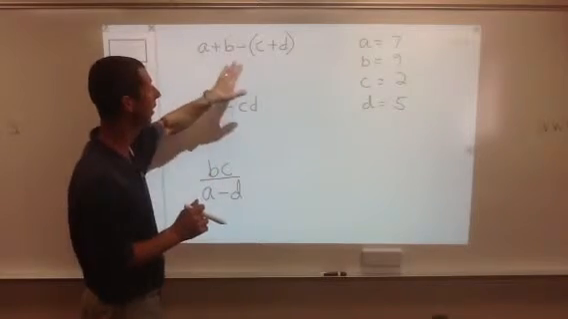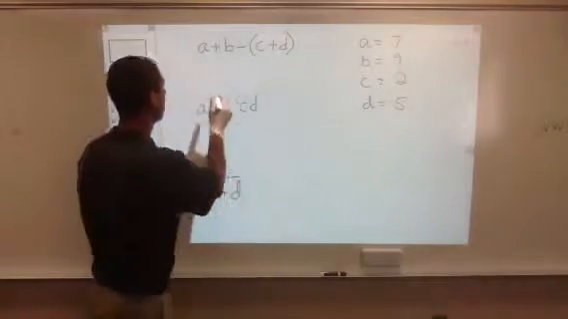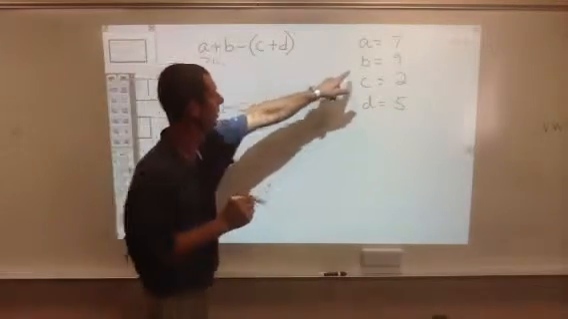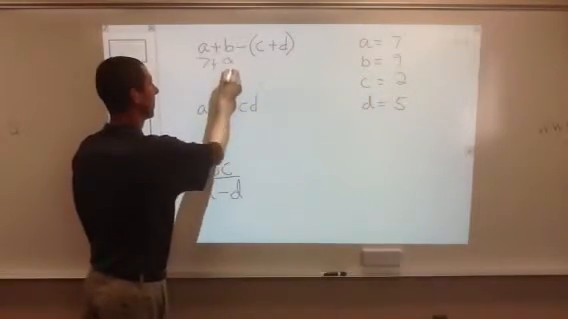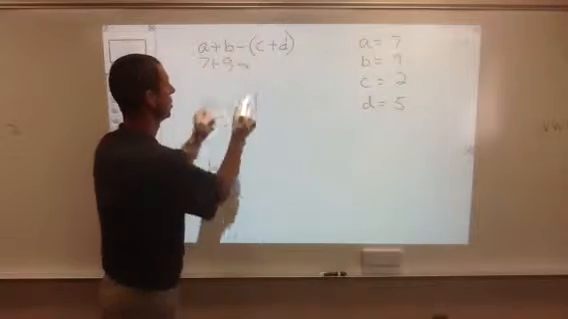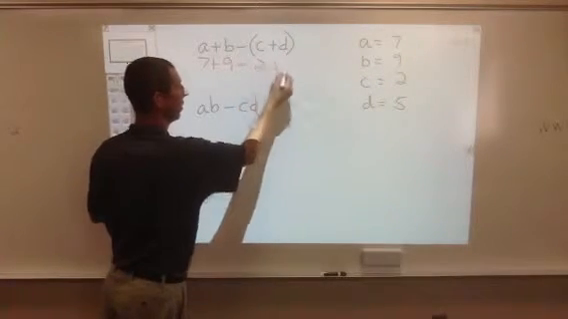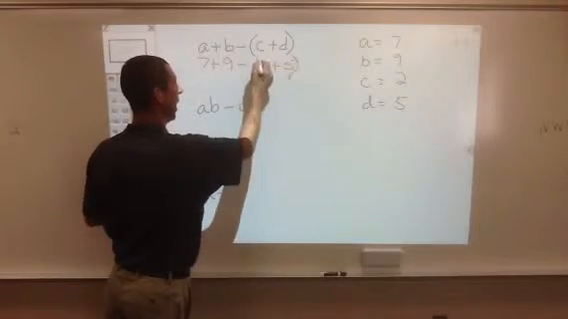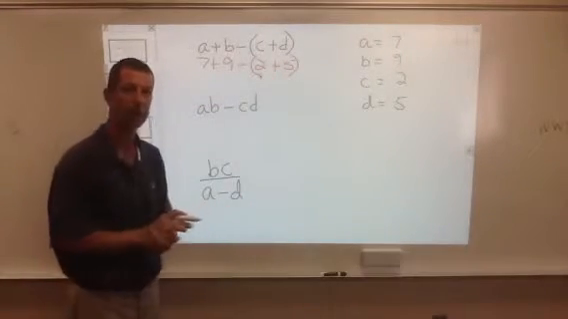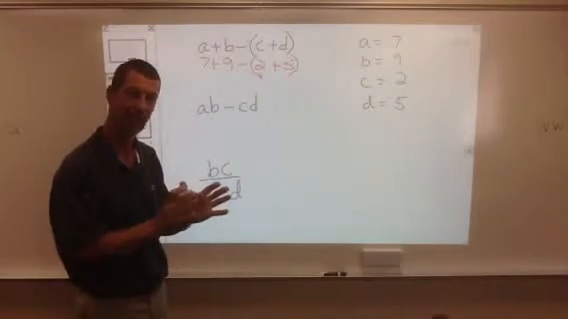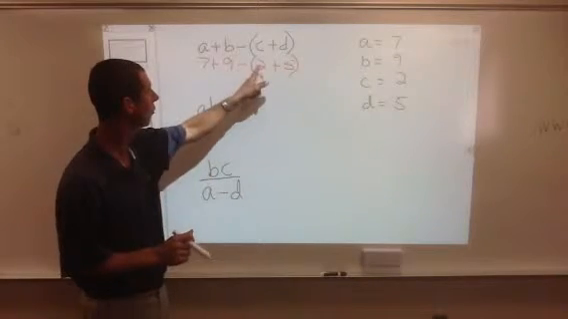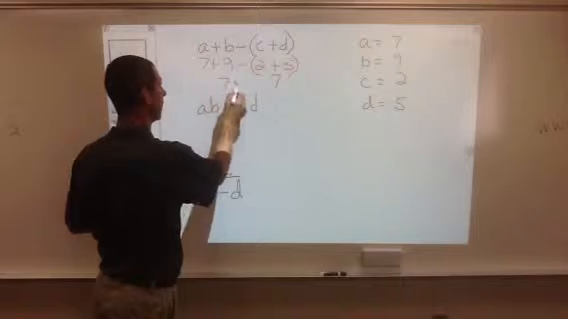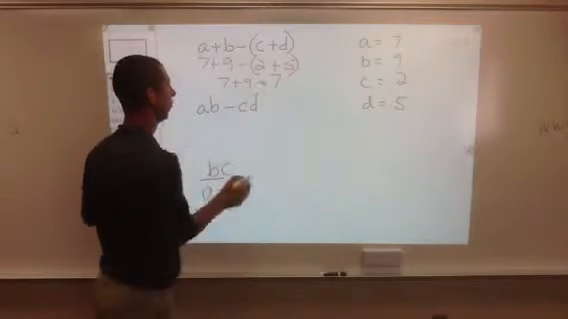So what I'm going to do here is A is 7, so I'm going to put a 7 here, and my addition sign. B is 9, minus C, which is 2, plus D, which is 5. Now I have to follow order of operations. Take care of parentheses first. So 2 plus 5 is 7. If I write the rest of my problem in, here's what I have.